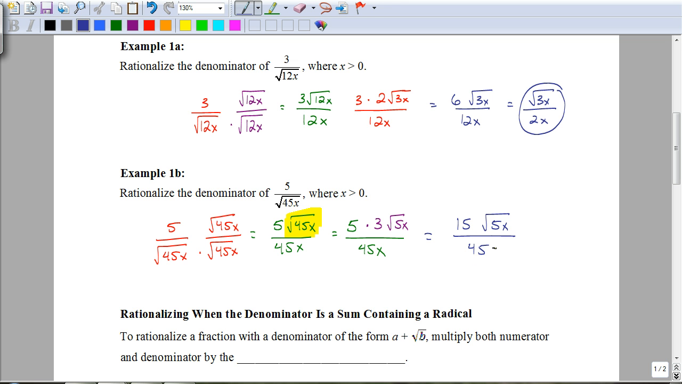And 15 over 45, well, 15 goes into 45 3 times. Or let's say if you didn't recognize that, let's say if you just saw, well, 5 goes into both of those. 5 goes into 15 3 times, and 45, 5 goes into there 9 times. Well, 3/9 can still be reduced. 3 goes into 3 1 time, 3 goes into 9 3 times, so our answer is 1 times the square root of 5x. It would be better just to write it as square root of 5x over 3. And there's your final answer.